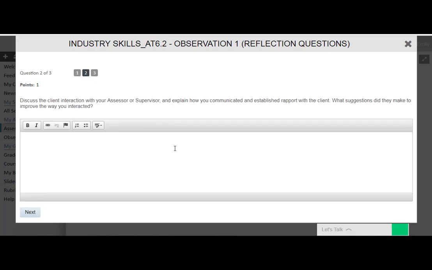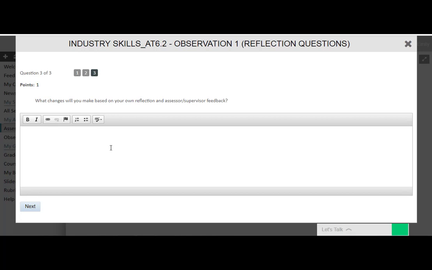Discuss the client interactions with your assessor and your supervisor and explain how you communicate and establish rapport with the client. So what did you do to make sure that you were able to build that relationship with your client at the start? And what suggestions did your trainer then make to you to improve the way that you interacted?